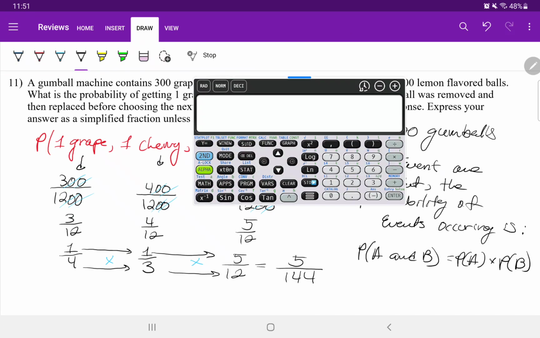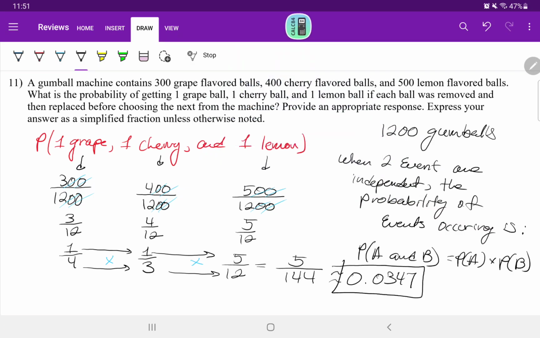Let's divide that. 5 divided by 144. And the reason why I'm dividing it is because, although it says as a simplified fraction, the answer key had it as a decimal. Let's run it to 3 numbers after the decimal. 0.03. I'll take 4 actually. 0.0347. And yep, that is the answer to that question. Hope that made sense. Hope you guys enjoyed it.